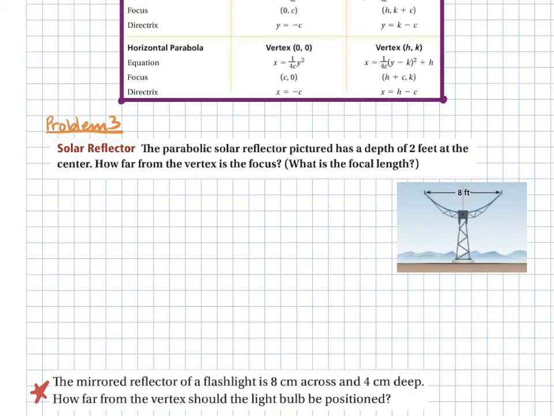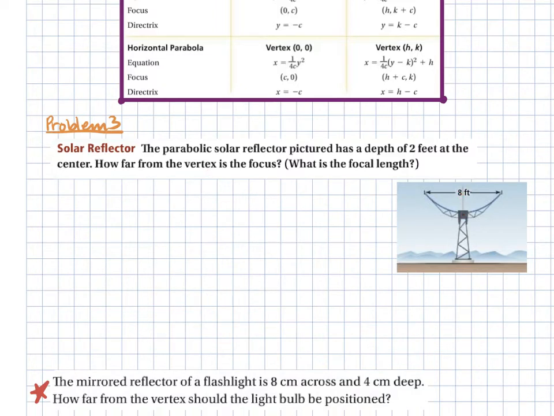Okay, so problem 3, we have a solar reflector. The parabolic solar reflector pictured here has a depth of 2 feet at the center. How far from the vertex is the focus? So here they're saying this is 2 feet. And then from the picture, since this is 8 feet, this is 4 and this is 4. And they want to know how far away the vertex is from the focus.